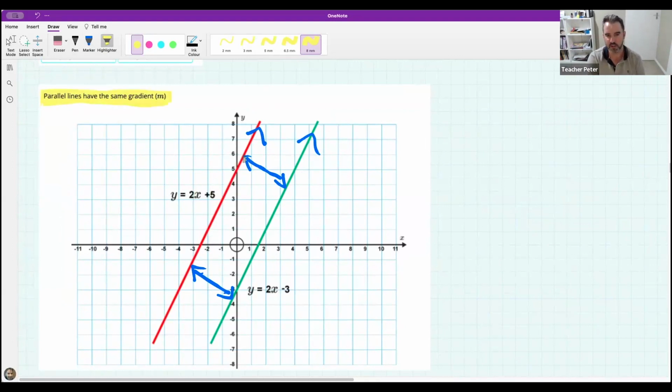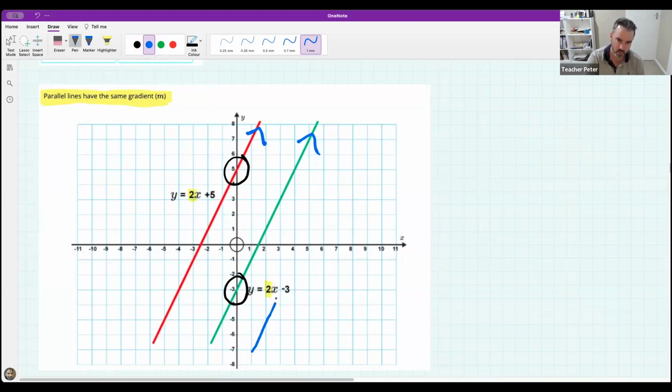So you'll notice in this formula, the red one is 2x plus 5, but look at the number in front, it's a 2. If I look at the green one, it has a gradient that is the same, it's 2 as well. And you can see these lines are parallel. But you'll notice they have different y-intercepts because they cut the y-axis at different parts. And if I wanted to draw another graph that was parallel to this, I could do that by just drawing this.